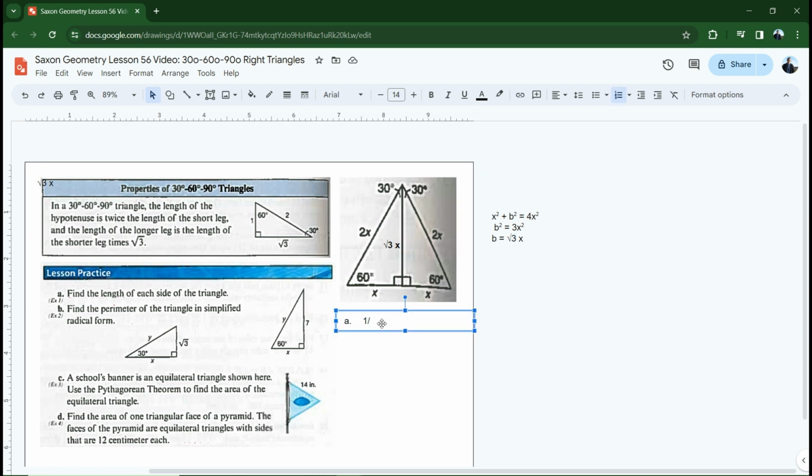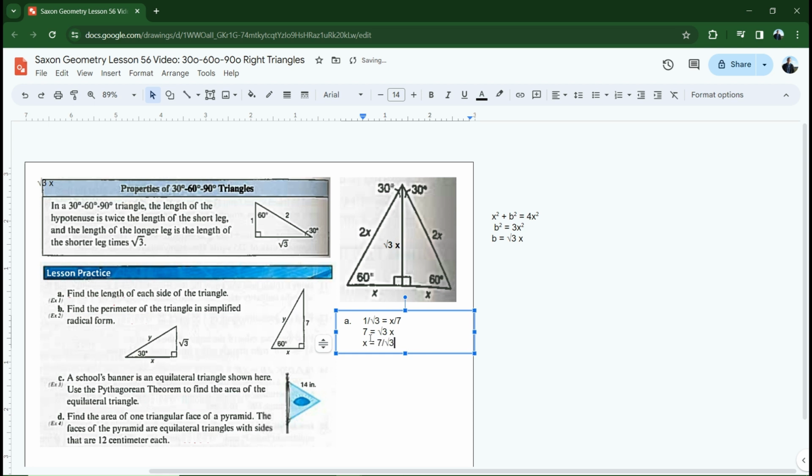Okay, 1 over the square root of 3 is the ratio between the short side and the long leg, right? That's going to equal x over 7. Got to be in the same ratio. Now, when I cross multiply, I'm going to cross multiply 1 times 7. 1 times 7 equals the square root of 3 times x. That's the cross multiplied version of this. Or x equals 7 over the square root of 3.